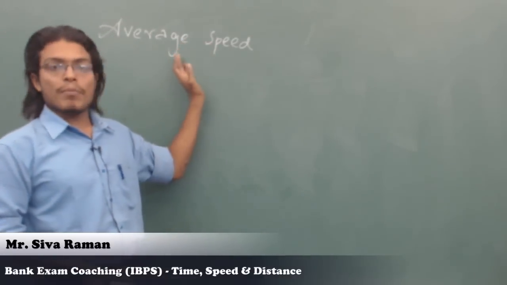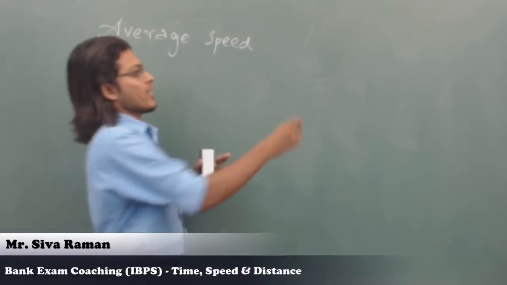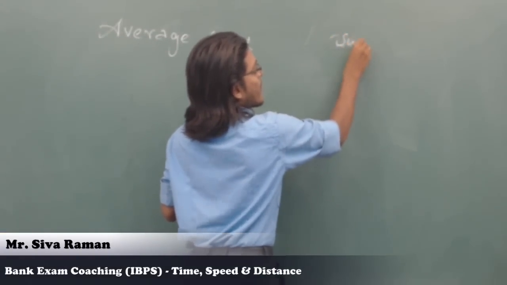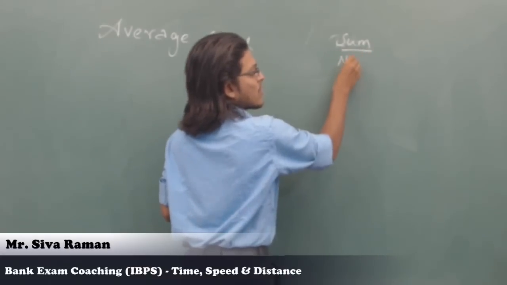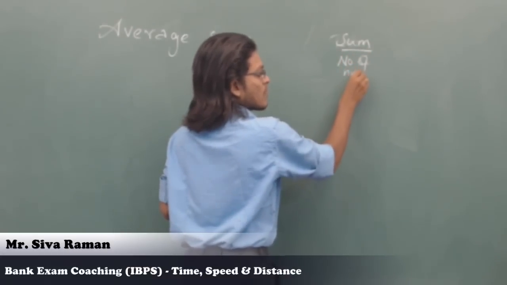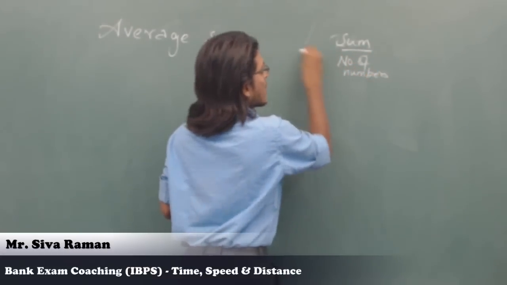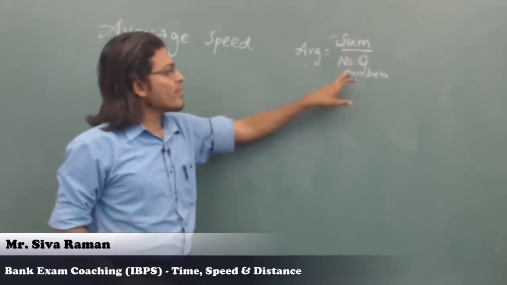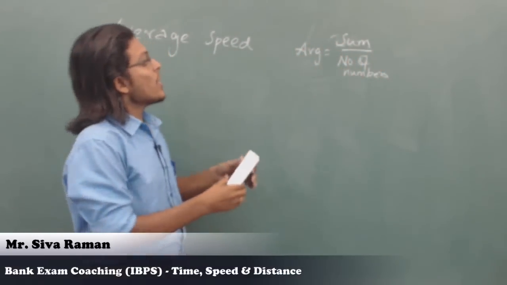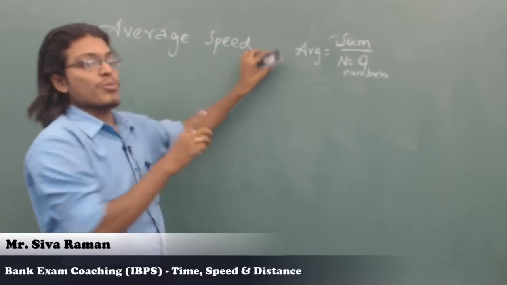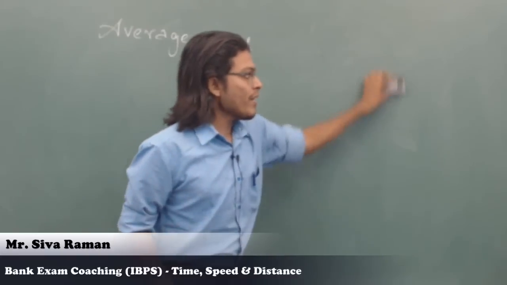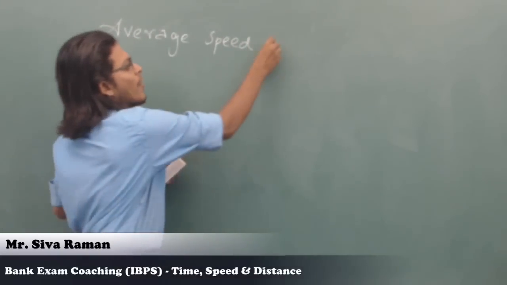Right? Like numbers, the average is sum divided by number of numbers. So for numbers, this will be the average: the sum of the given numbers divided by the total number of numbers, but you won't be using this in average speed. Average speed is an entirely different concept, right? That I will explain.